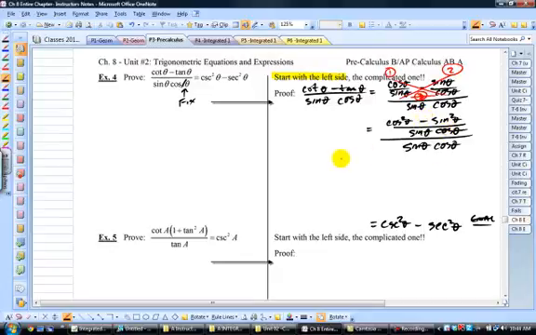So let's go ahead and multiply by the reciprocal, see what we get. We could take this top fraction here, cosine squared theta minus sine squared theta, divided by this denominator, sine theta times cosine theta, and multiply by the reciprocal of this, which is 1 over itself.